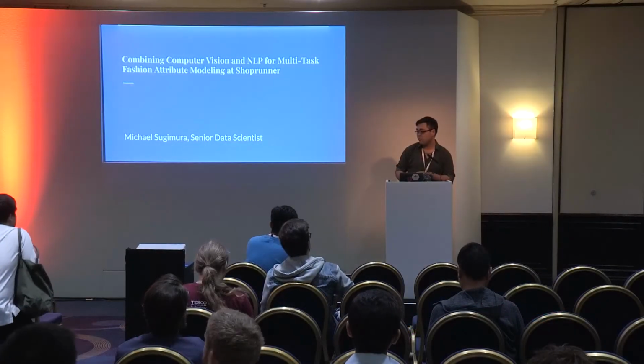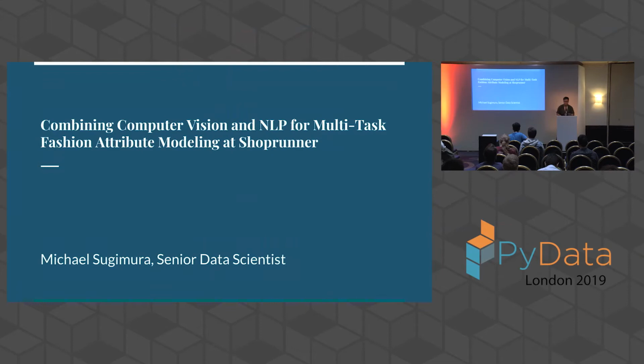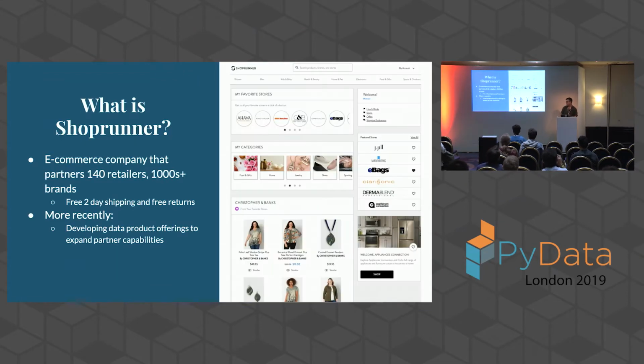Today I'll be talking through how we've been combining computer vision and natural language processing for multitask fashion attribute modeling at Shoprunner. First off, what is Shoprunner? Shoprunner is an American-based e-commerce company, and we essentially partner with around 140 retailers, which represent thousands of individual brands. Historically, the core business offering for Shoprunner has been this kind of 2-day free shipping and returns.